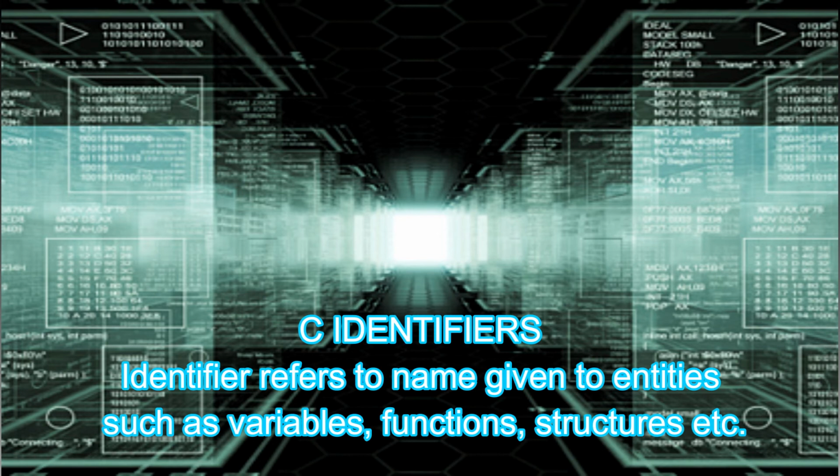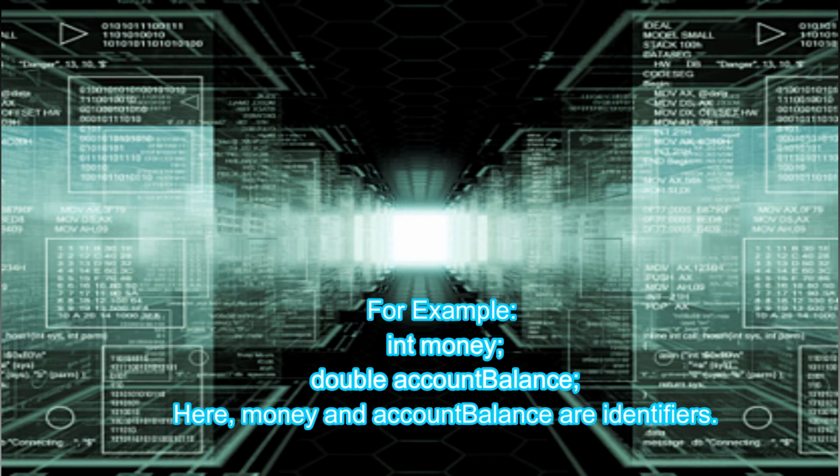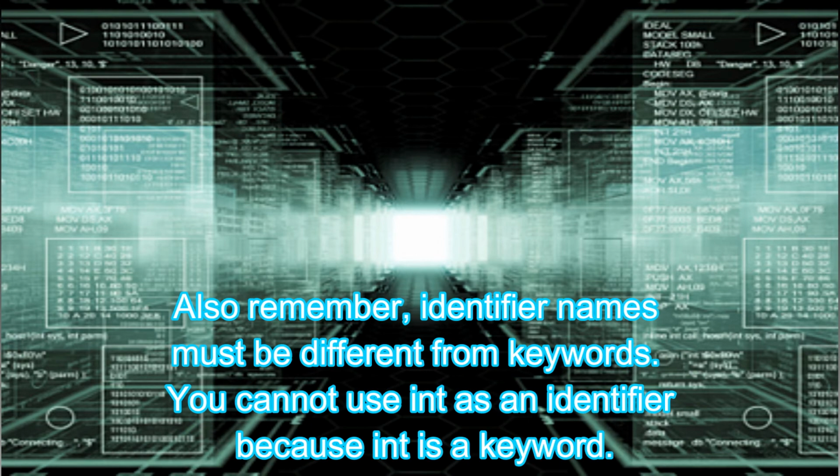C identifiers. Identifier refers to the name given to entities such as variables, functions, structures, etc. Identifiers must be unique. They are created to give a unique name to an entity to identify it during the execution of the program. For example, int money, double accountBalance. Here, money and accountBalance are identifiers. Also remember, identifier names must be different from keywords. You cannot use int as an identifier because int is a keyword.